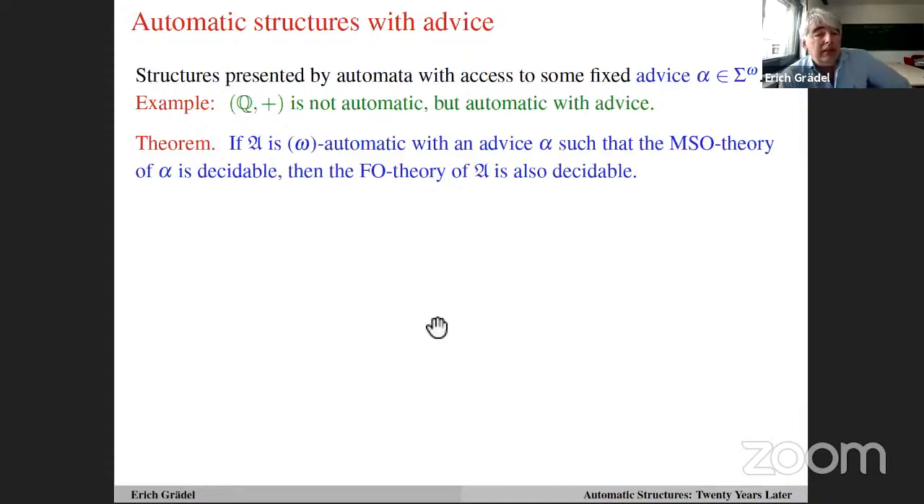And in fact, the notion of automaticity with advice is still a useful class of automatic structures, because if we impose the additional condition that the advice string is not arbitrary, but it is an advice string that itself has a decidable monadic second-order theory, then one can show that the first-order theory of the structure that is presented this way is still decidable.